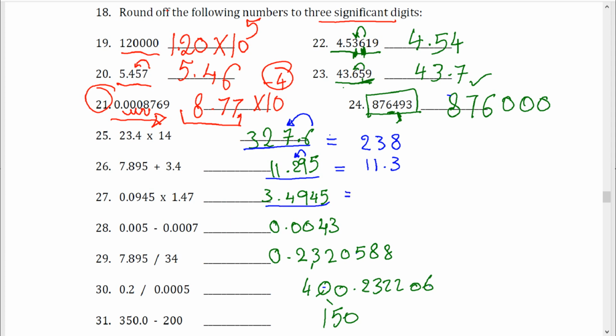Here, you write 3.4. And you look for this number. Is it going to add 1? No. So you are going to copy it as it is. This one, 0.0043. Now, how many significant figures do we have? We have two significant figures. To make it 3, very simply, you can add 0. Nothing will change.